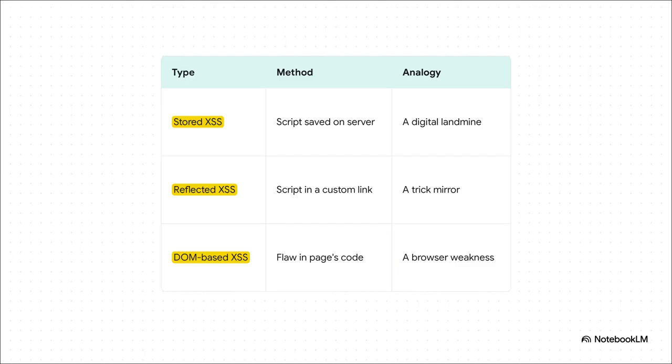Then there's reflected XSS. Here, the attack is hidden inside a shady link, and the website just reflects the attack back at whoever clicks it. And finally, you have DOM-based XSS. And this one is the sneakiest of all, because the weakness isn't even on the server, it's in the code already running in your browser.